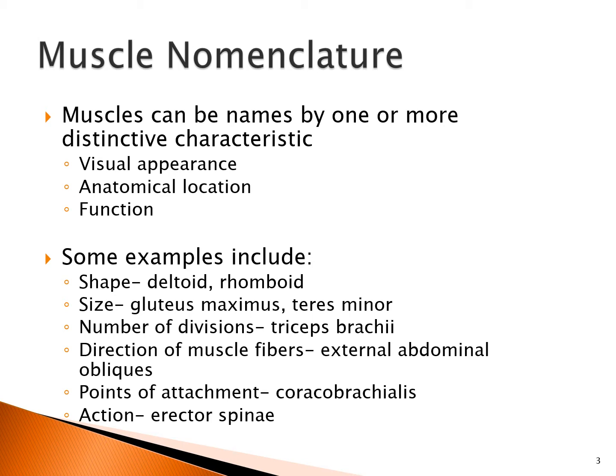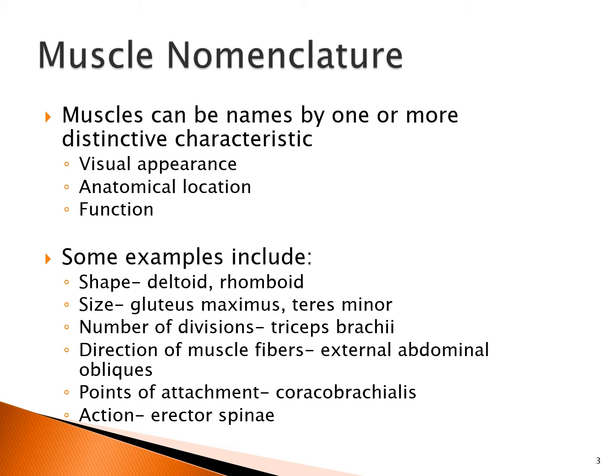So a lot of muscles can be named based on one of these three factors, or on more than one of these three factors. I've got a couple of different examples listed down below. Visual appearance, so based on shape. Like we said, deltoid is supposedly triangular shaped, and delta means triangle. Rhomboid is a shape with four sides, and our rhomboid muscle is kind of a shape with four sides.